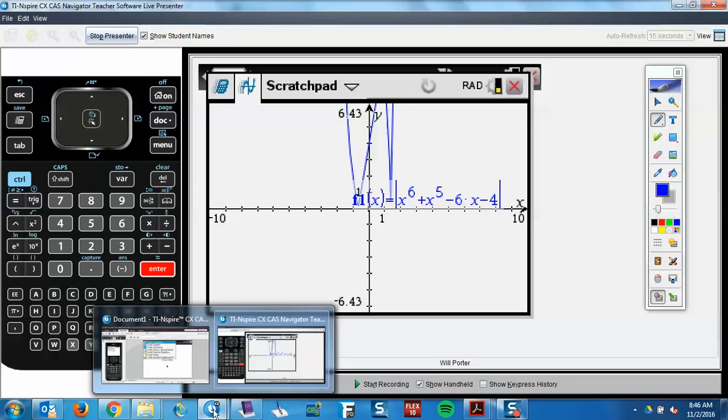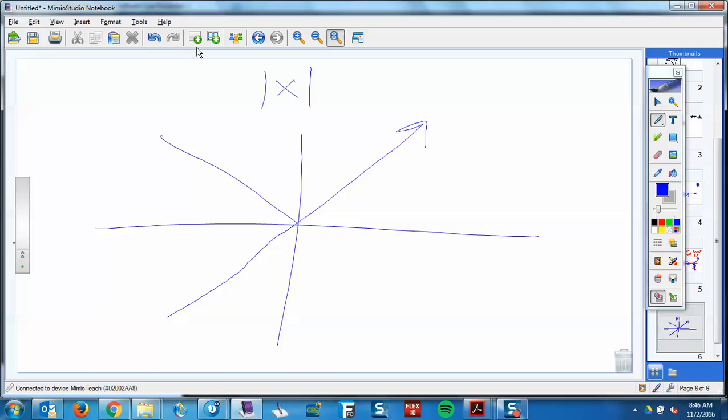All right. What else? 26. Find the natural domain and range of each of these. Express your answers using interval notation. Okay? All right. So, again, you could go to your calculator.